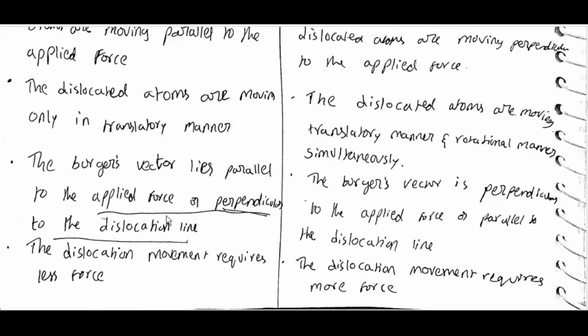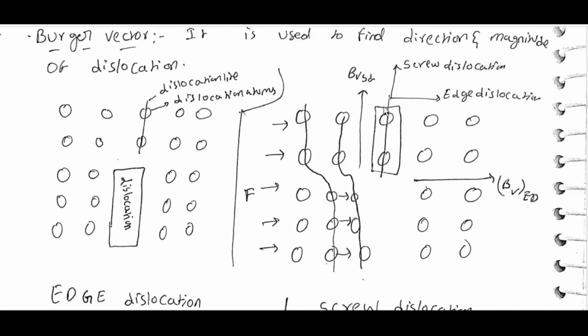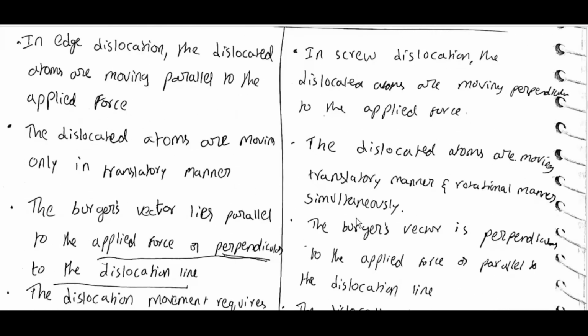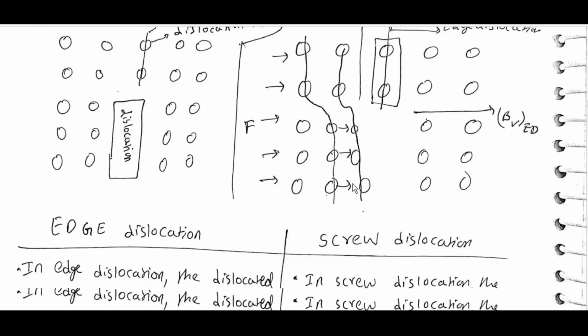In edge dislocation, the Burgers vector is parallel to the applied force and perpendicular to the dislocation line. This is the dislocation line. This is the Burgers vector of ED. In screw dislocation, the Burgers vector is perpendicular to the applied force and parallel to the dislocation line. This is BVST.